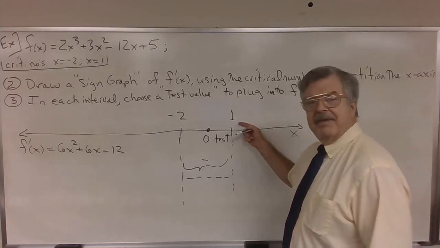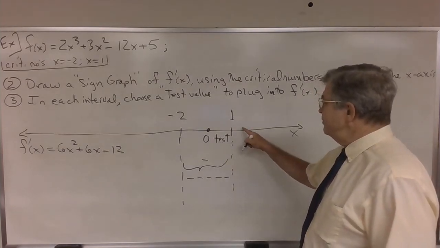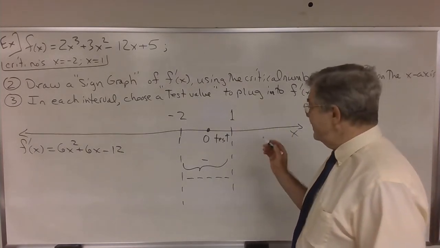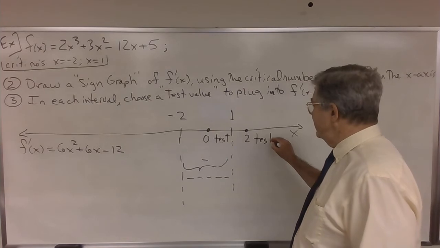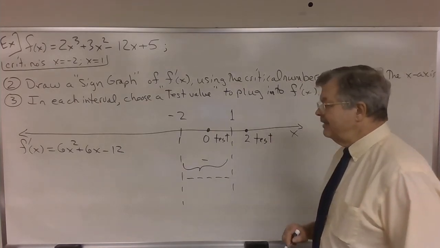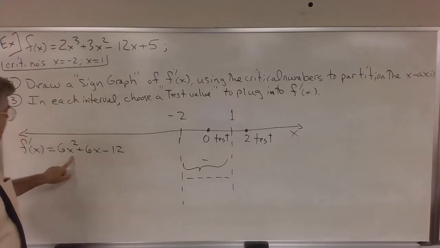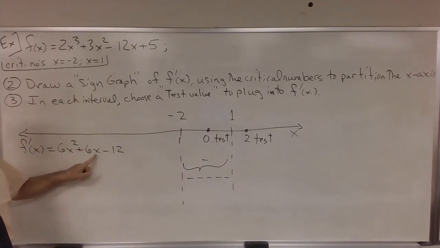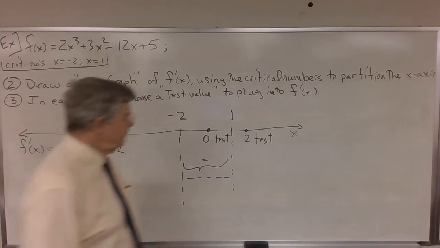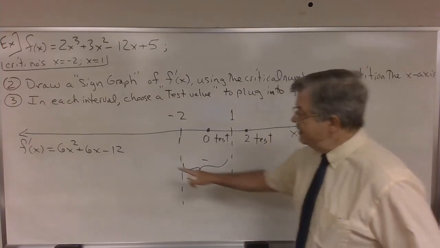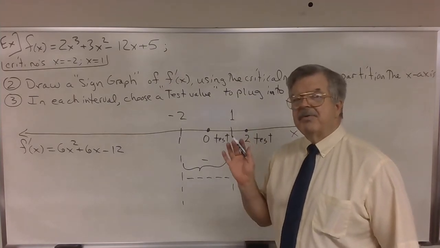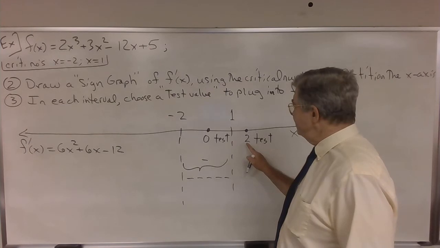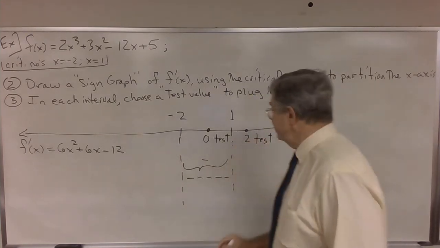Now over here, I'll pick a test value. 2, 3, 4, 5, they're all good test values. So I'll pick 2. That's a good value. And I'll plug it into the derivative. 2 squared is 4 times 6 is 24. Plus 12 is 36, minus 12 is 24. When x equals 2, the derivative is positive 24. And I don't really care about the 24 part so much. All I really care about is that when x equals 2, the derivative is positive.